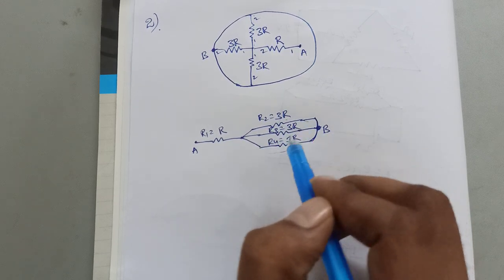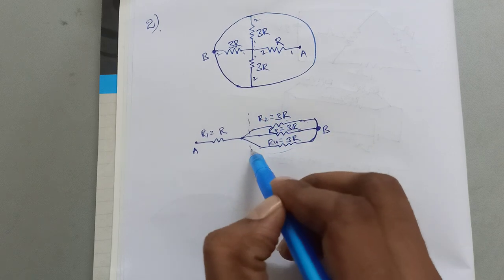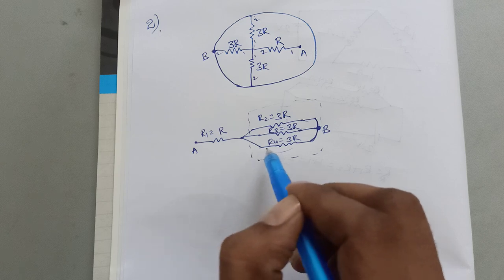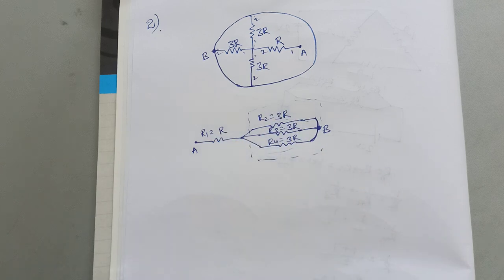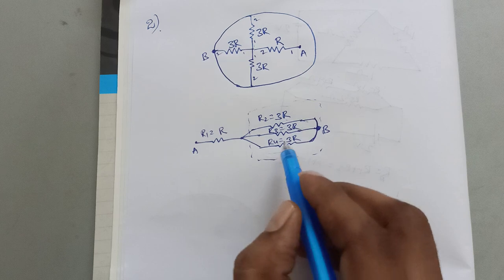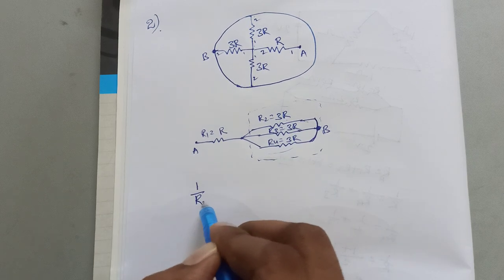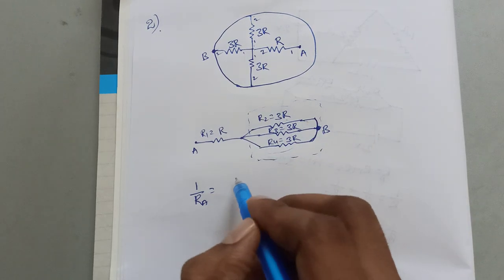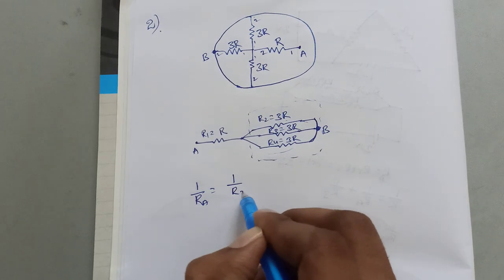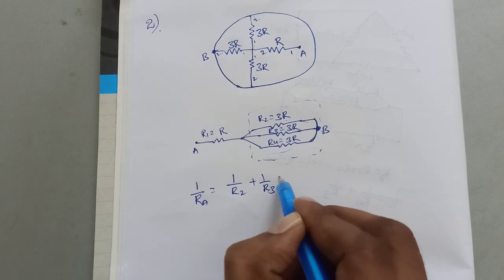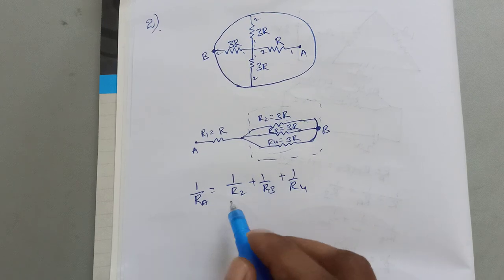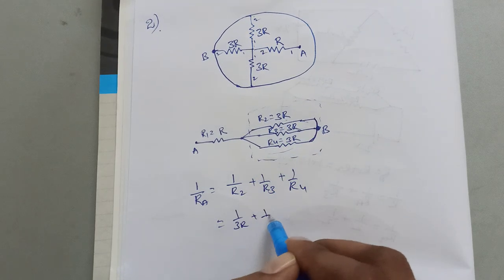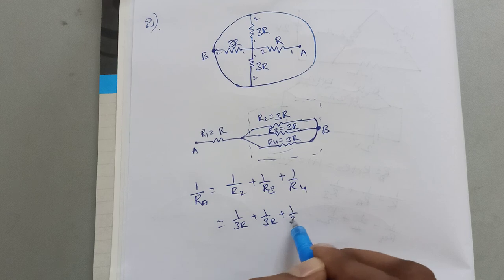parallel resistors. First you can find out this box A, then you can add this value to this resistance. So what is that in the sense? We can say 1 by RA. Why? Because this is a total box, right? So 1 by RA equals 1 by R2 plus 1 by R3 plus 1 by R4. So 1 by R2 is how much value? 1 by 3R plus 1 by 3R plus 1 by 3R.